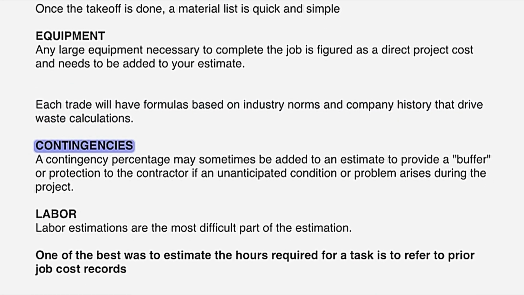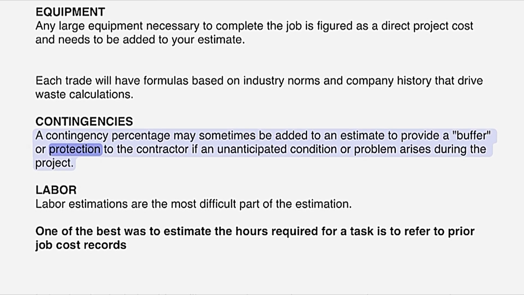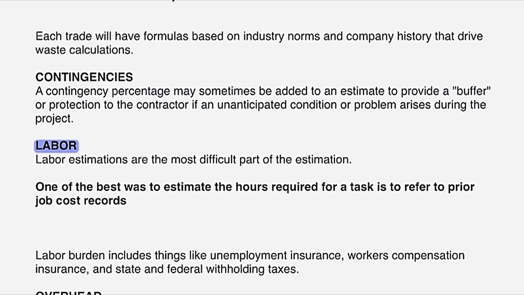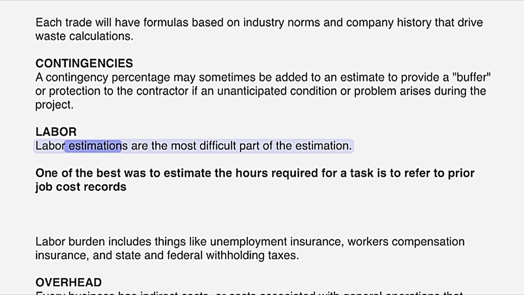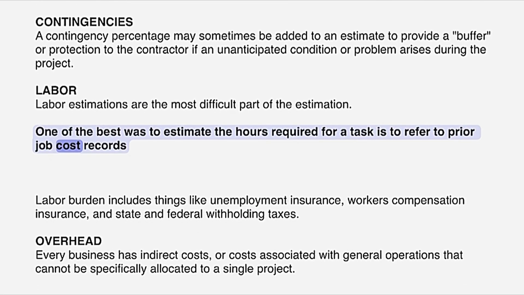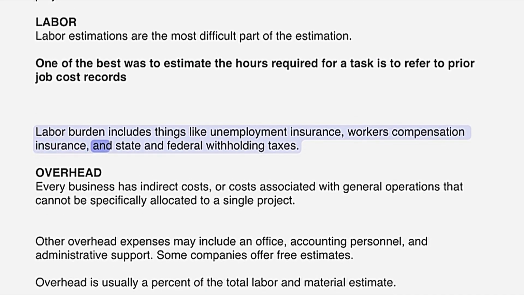Contingencies. A contingency percentage may sometimes be added to an estimate to provide a buffer or protection to the contractor if an unanticipated condition or problem arises during the project. Labor. Labor estimations are the most difficult part of the estimation. One of the best ways to estimate the hours required for a task is to refer to prior job cost records. Labor burden includes things like unemployment insurance, workers' compensation insurance, and state and federal withholding taxes.